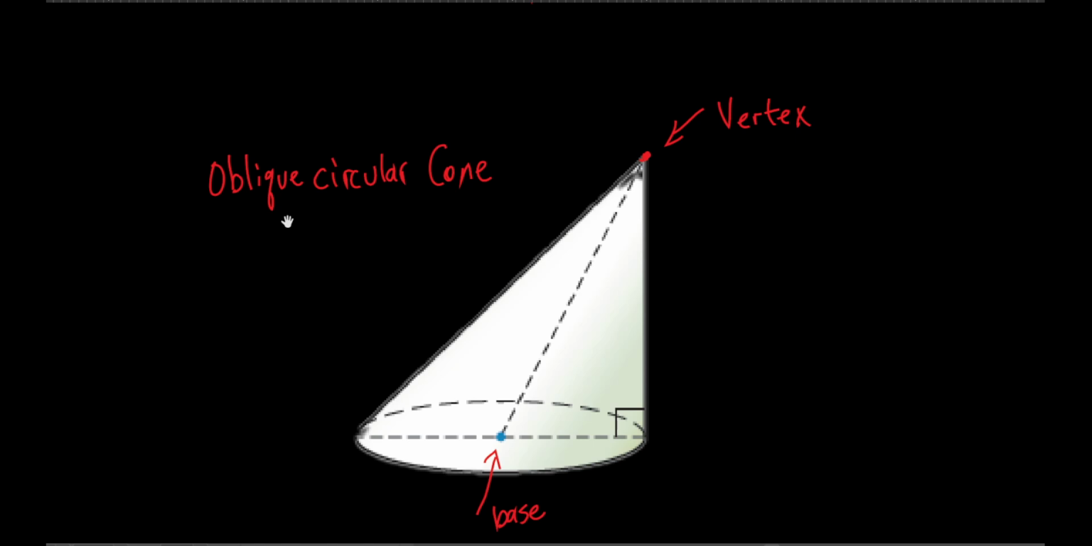It's an oblique circular cone. What does oblique mean? It means basically what's different from this. Yeah, the sides are slanted, okay? The sides are slanted. So when the sides of it are slanted, we call it an oblique.